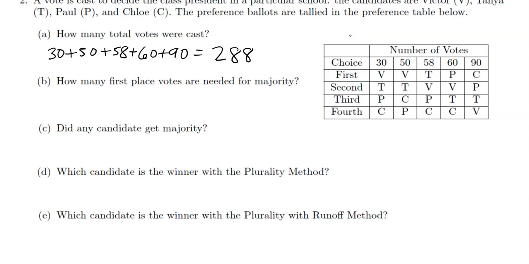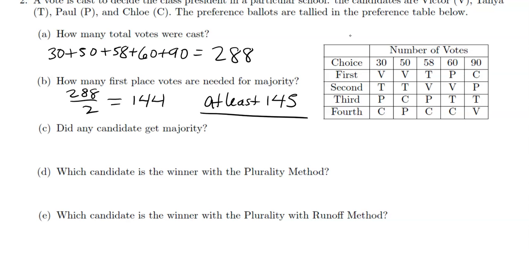The next question is how many first place votes are needed for a majority. Remember, majority means more than half. So we'll take that 288 and divide it by 2, which is 144. But then remember, we need more than half, so we would need at least 145 to have a majority, more than that halfway mark.